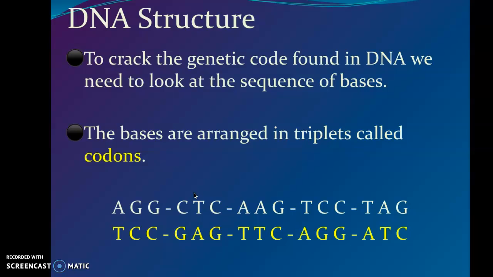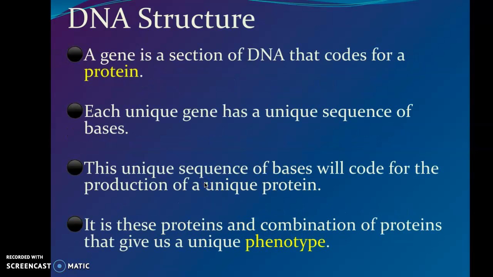So for most of us, most of the time, what we're concerned about is the part that actually has the genetic code. And when you look at that genetic code, 3 bases on DNA codes for 1 amino acid. And that triplet of bases is called a codon. So each codon codes for 1 amino acid that makes up a protein. So a gene is a section of DNA that codes for a protein. Each gene has a unique sequence of bases, which gives the protein that it makes a unique sequence of amino acids.